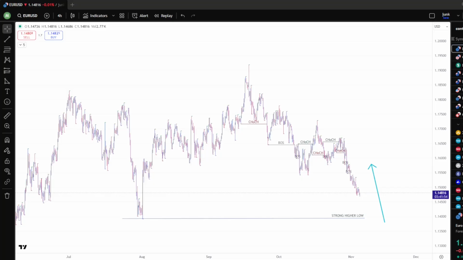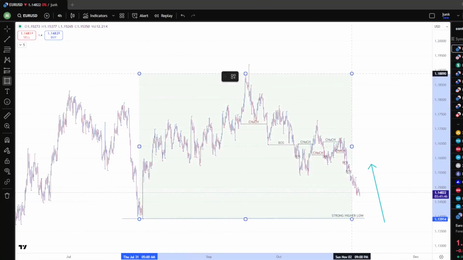Thank you for joining us here at Banknote Trading, where we'll take a look at the US dollar pairs in the forex market. Today, we'll start looking at EUR USD on the 4-hour chart. Let's go ahead and start by marking out the current range.